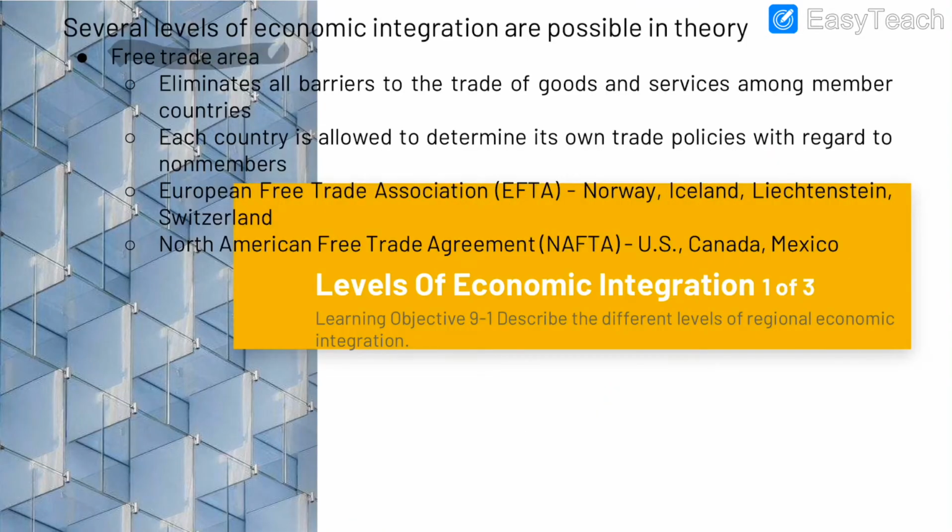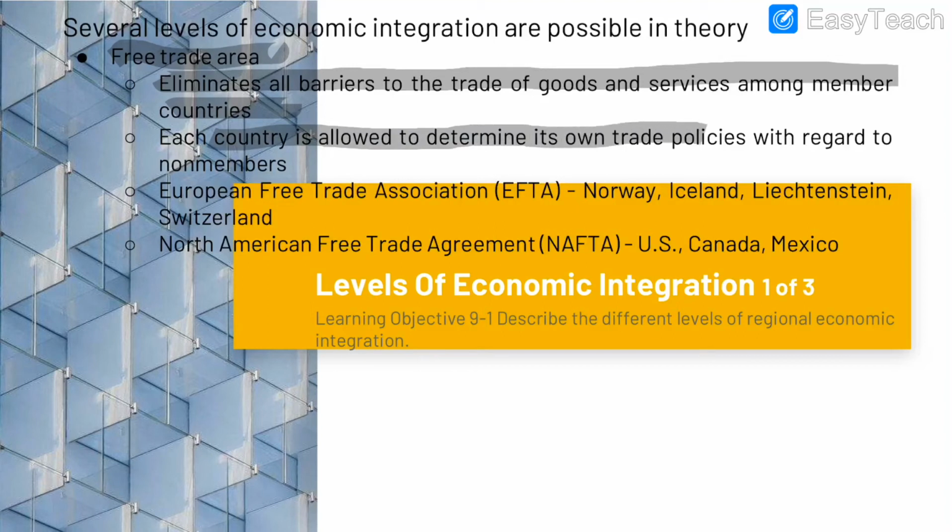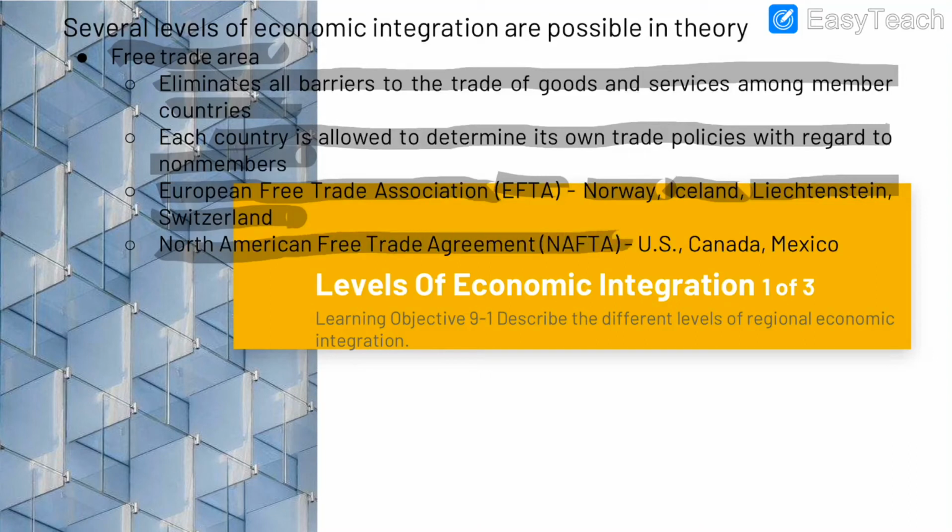Okay, this is the first level, the free trade area. In a free trade area, normally we eliminate all barriers to the trade of goods and services among the member countries. Each country is allowed to determine its own trade policy with regard to non-members. An example is the European Free Trade Association, EFTA, whose members are Norway, Iceland, Liechtenstein, and also Switzerland. Another is the North American Free Trade Agreement, NAFTA, whose countries are the US, Canada, and Mexico.